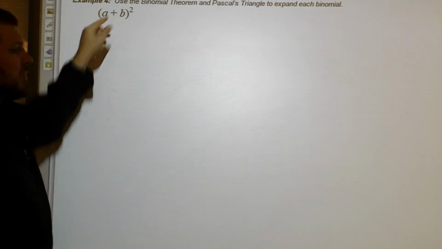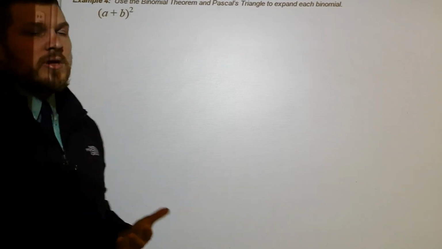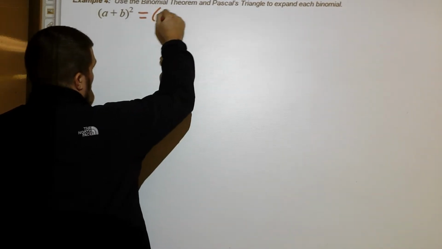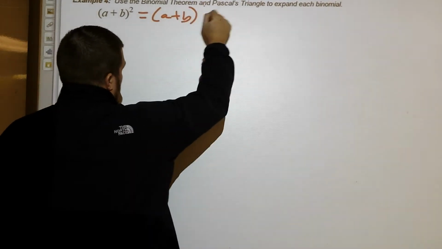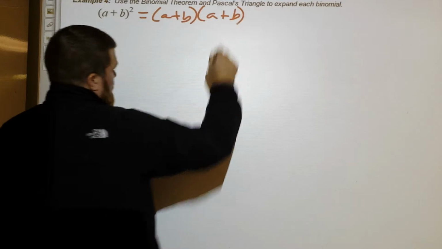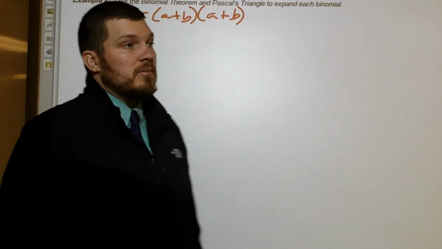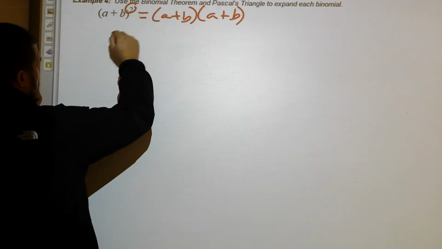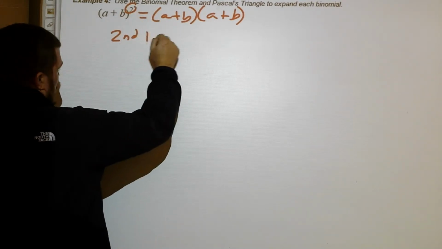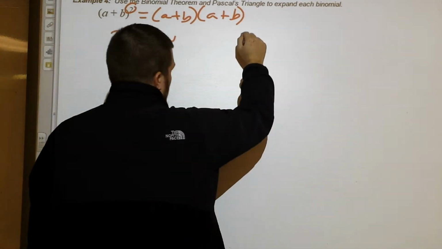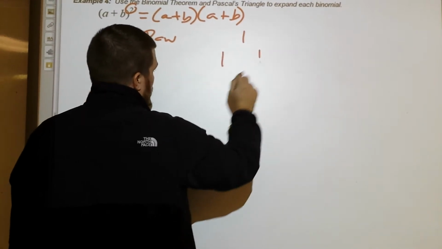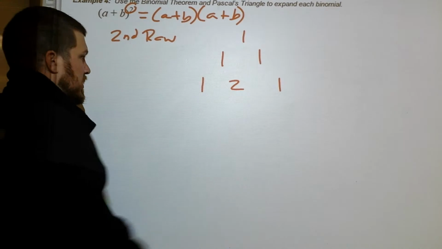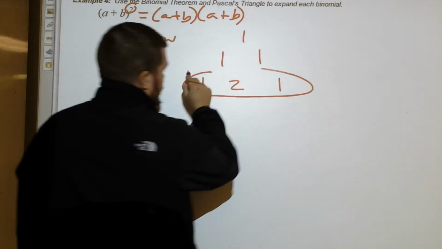Here I have a plus b quantity squared. Now, you could probably do this. You should know that this is just simply a plus b times a plus b. You can use square root of box there. No big deal. But we're going to practice using Pascal's triangle. The square tells us we're in the second row of Pascal's triangle. So here's the 0 row, here's the first row, here's the second row. Okay, so this is the row we're working on.